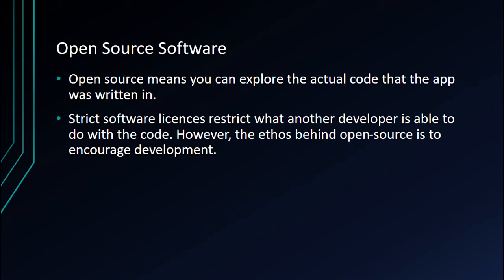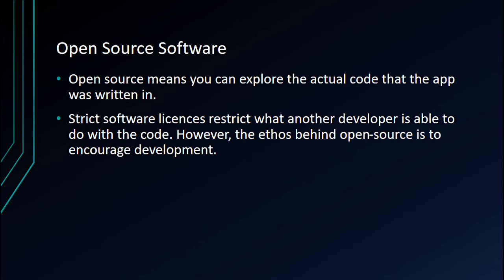Then we have open source software. Okay, so open source software means you can explore the actual code that the app was written in. Okay, so strictly, software licensing is strict on what another developer is able to do with the code. However, the ethos behind open source is to encourage development. Okay, so open source software is a software nga makita ma-share tang aton nga mga codes. Mainly it is used for programmers nga nag-share ka mga codes sa mga other programmers. Okay. So pwede na ma-share ang codes pero hindi na ma-edit for safety purposes.